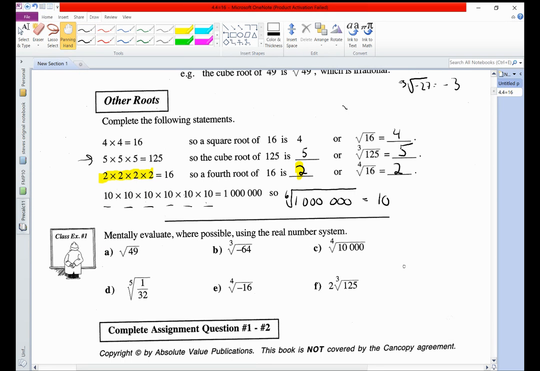It says here, mentally evaluate where possible using the real number system. This can be a little bit tricky sometimes.